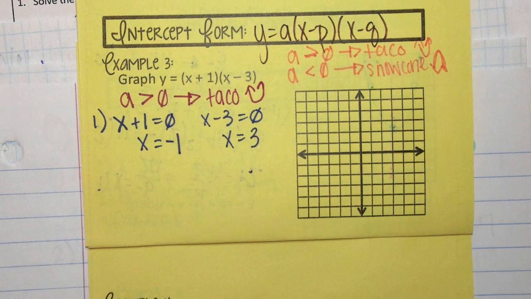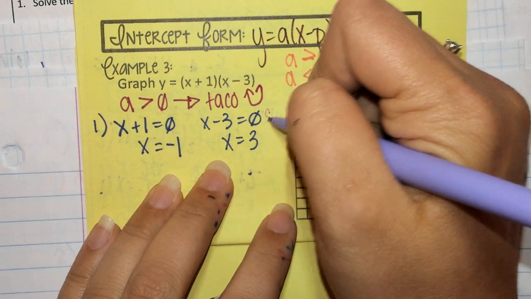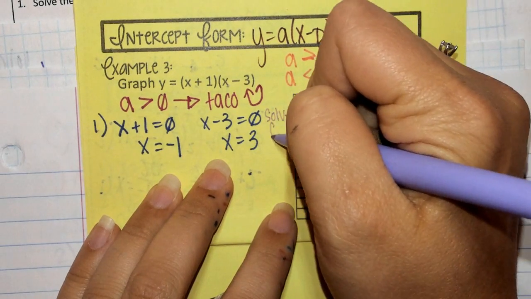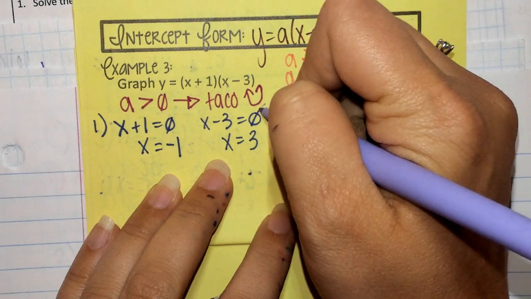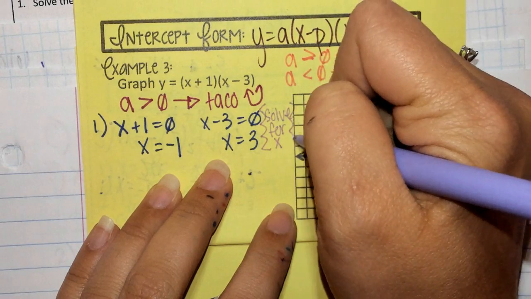So all we do is we solve for x. That's your first step. Magic. Okay. 3 minus 3 equals 0. Okay, I get it now.